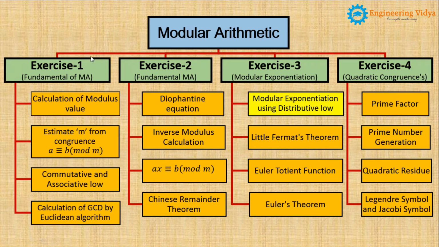We are already aware of this tree structure, where the whole topic of the modular arithmetic chapter is categorized into 4 exercises: 1, 2, 3 and 4. We have already covered exercise number 1 and exercise number 2. So today we'll start with exercise number 3, where we need to study the 4 topics given below: modular exponentiation using distributive law, little Fermat theorem, Euler totient function, and Euler theorem. Each and every one of these topics is related to modular exponentiation calculation only.